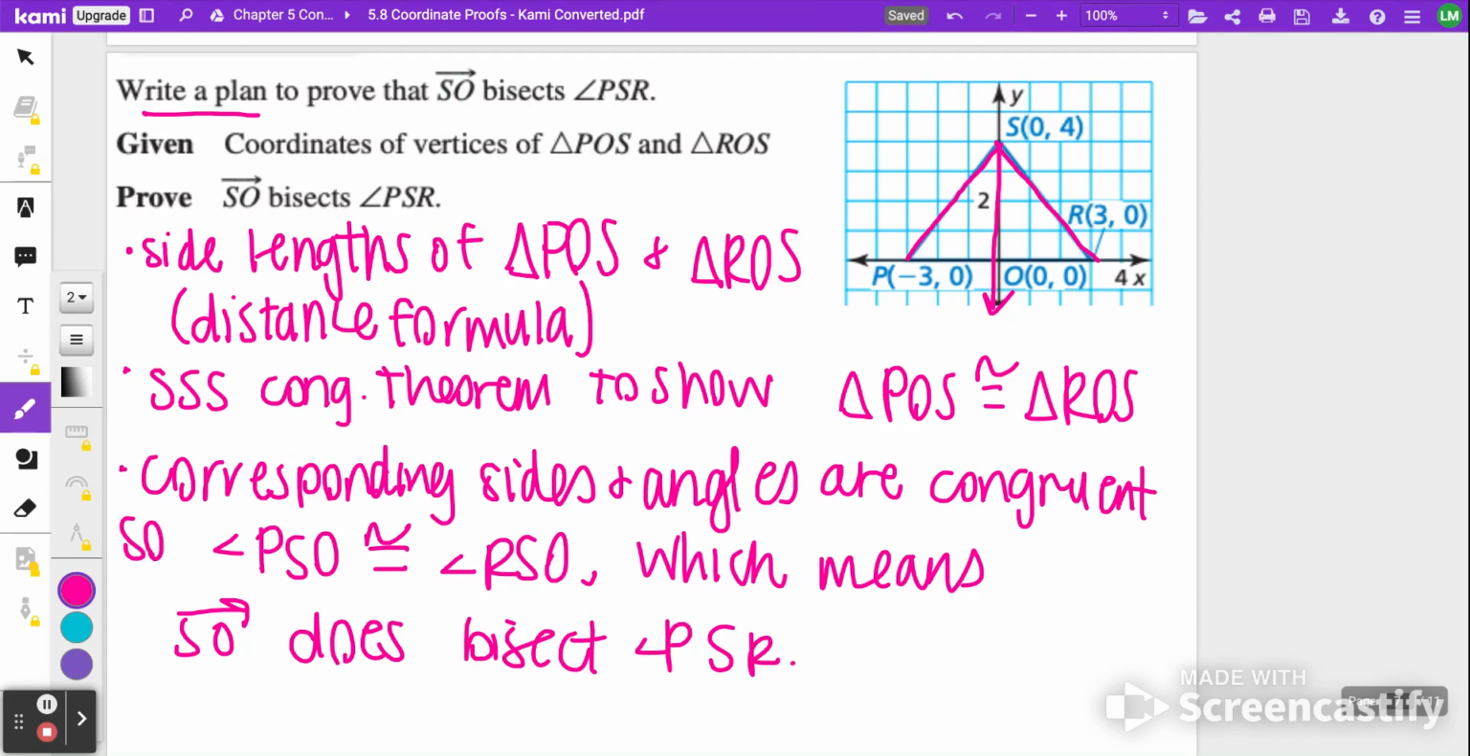And so that's just one way that you would want to write a plan. Again, notice we didn't write anything specifically down for the proof. We were just kind of giving a general idea for that.